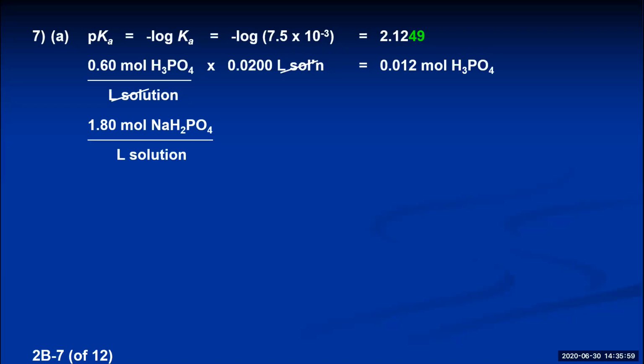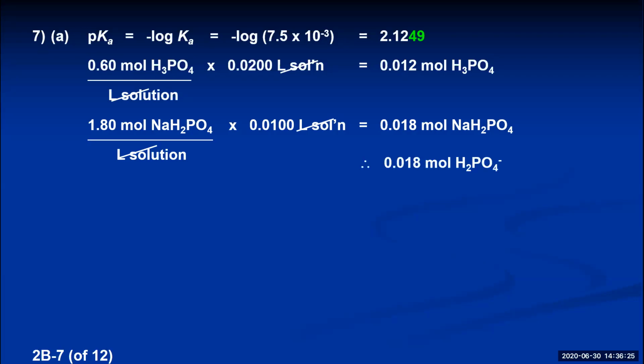And they're telling you it's 1.80 molar, so 1.80 moles per liter. Multiply that by the volume, liters cancel out, and that gives you how many moles of sodium dihydrogen phosphate are in the solution. And the name is sodium dihydrogen phosphate because those are the 2 ions. When it dissolves, the sodiums separate and float off. The dihydrogen phosphates separate and float off. There's only one dihydrogen phosphate in the formula, so therefore the moles of dihydrogen phosphate will be 0.018.